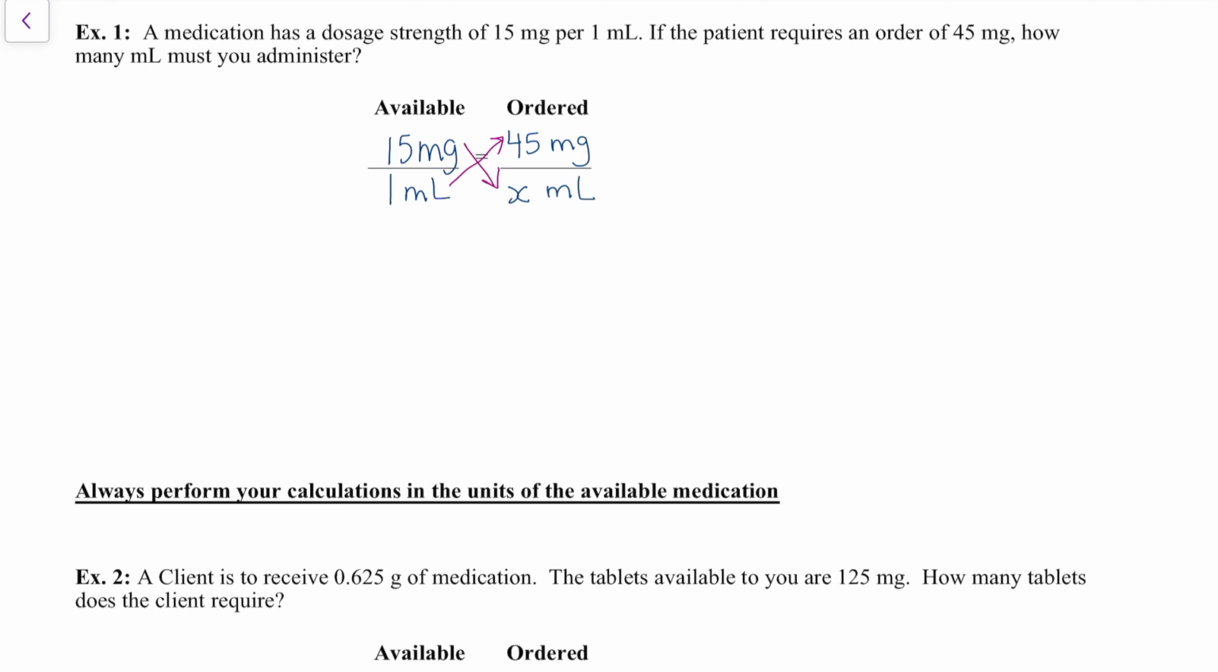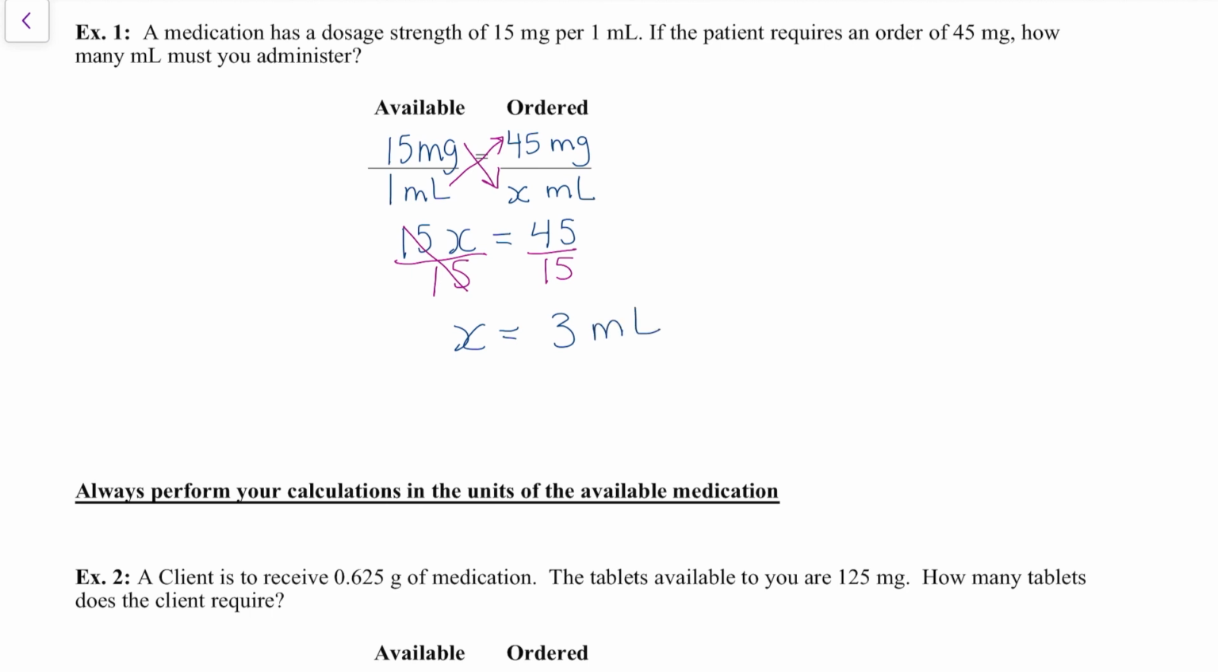So I get 15 times x, which gives me 15x, and 45 times 1, which gives me 45. Now I want to get the x by itself. I want it to be x equals something. And right now I have 15 times an x. So I'm going to divide both sides by 15 so that the x gets by itself. I've canceled out the 15s, and I end up with x equals 3 milliliters.